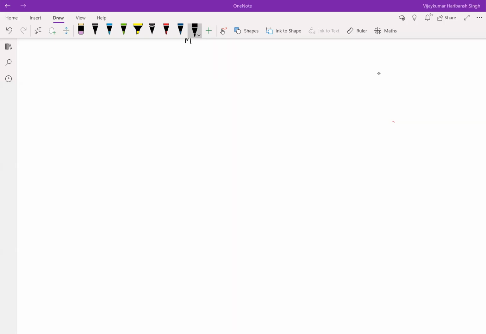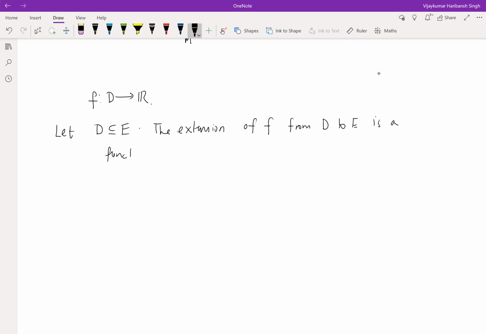Last theorem. So first of all, note what is the extension of a function. Given f from D to R, let D be a subset of E. What does it mean by an extension? The extension of f from D to E is a function f tilde, we are just giving it a name, to R such that f tilde of x is equal to f of x for all x belonging to D.